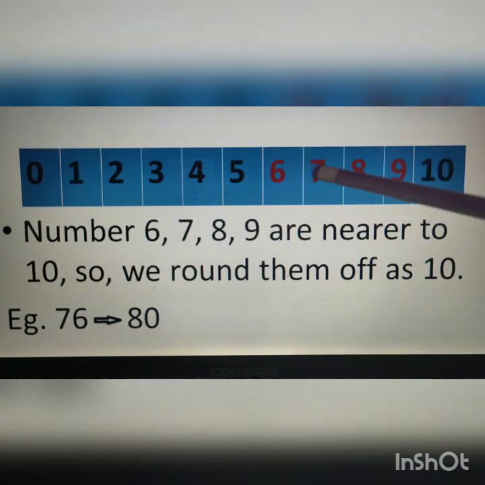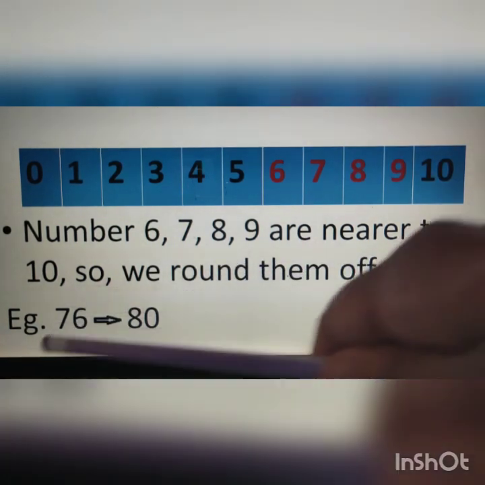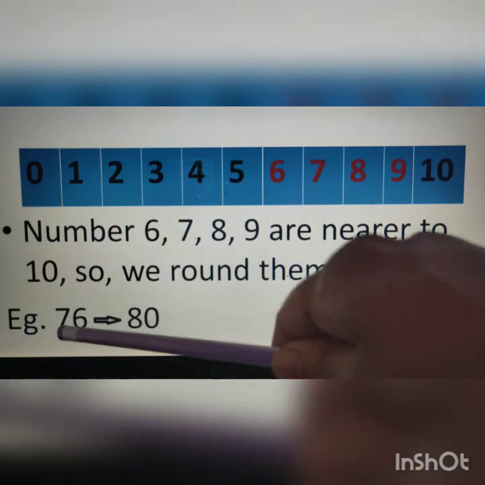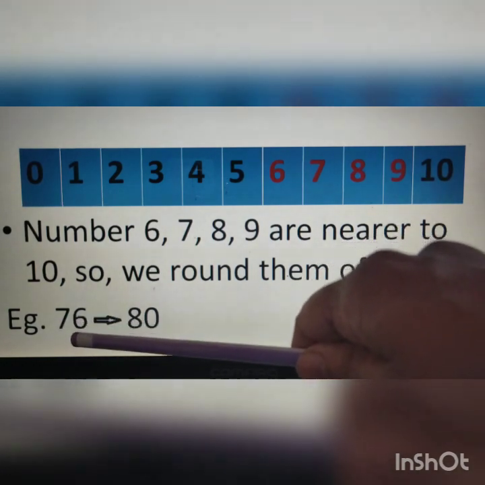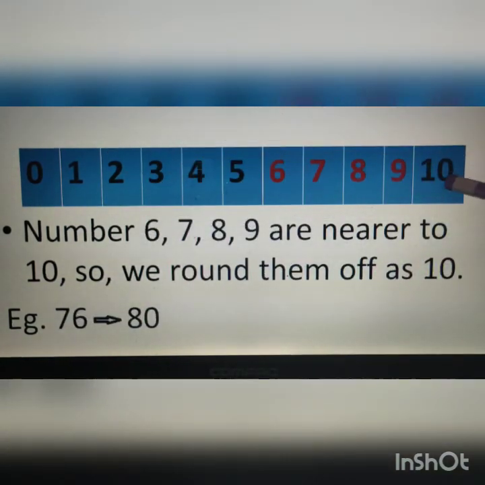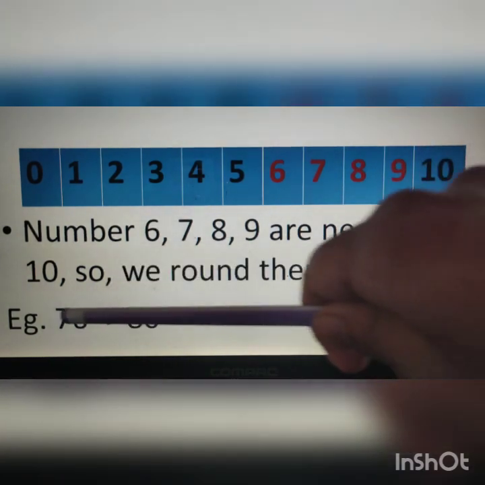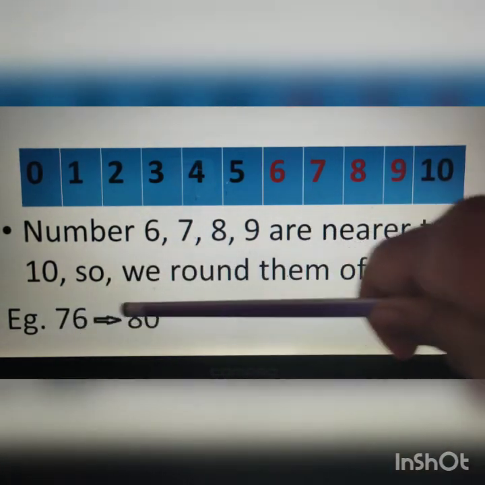Numbers 6, 7, 8 and 9 are nearer to 10. So we round them off as 10. Here, example 76. In this, 6 is the unit digit and it is closer to 10 than 0. So we will round off 76 to 80.